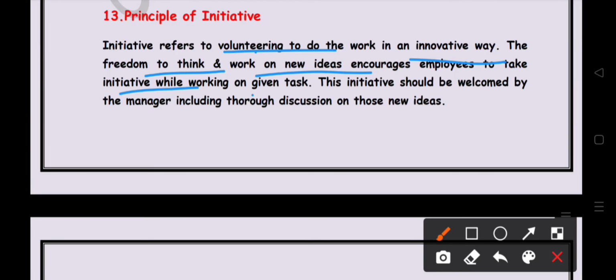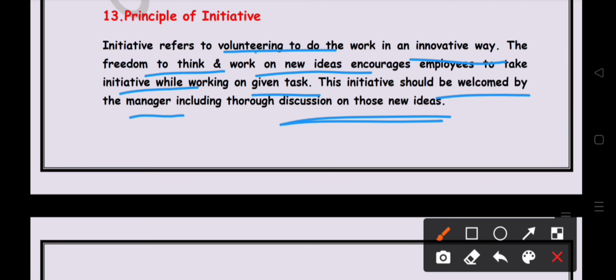The initiative should be welcomed by the manager, including through the decision for new ideas. Means if any employee is giving his ideas to do the same work in an innovative way, or giving an idea for any new concept, those kinds of things should be appreciated by the manager.